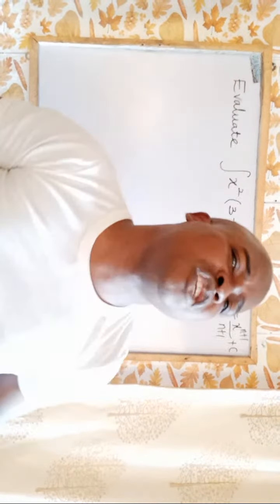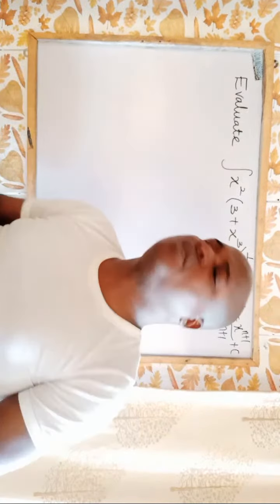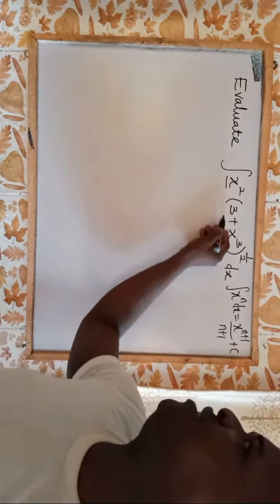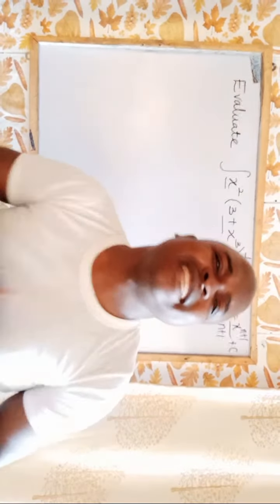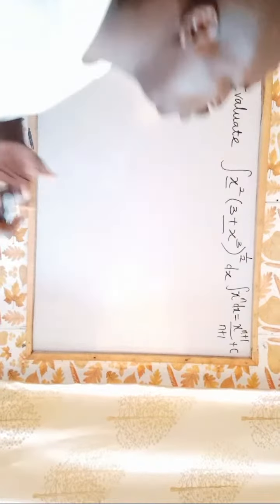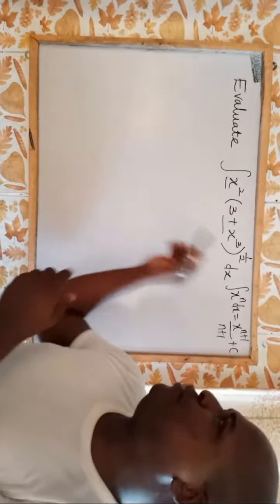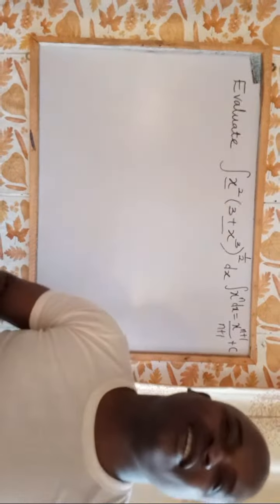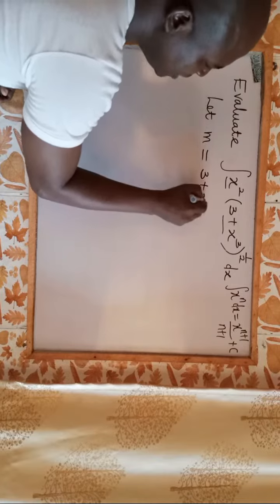This aspect of integration is substitution. Integration by substitution. What are we substituting? If you look at this, we have two terms. This is the first term, and this is the second term. The two of them cannot be simplified or integrated at the same time. So what are we going to do? We need to use a different letter, different from what is on the board, to represent this complex term. That means I'm going to have, let m is equal to 3 plus x raised to power 3.